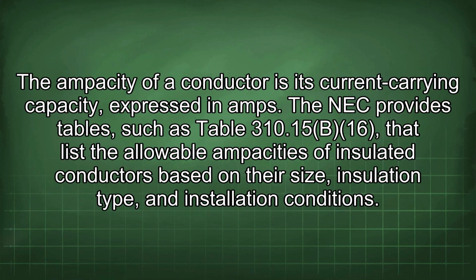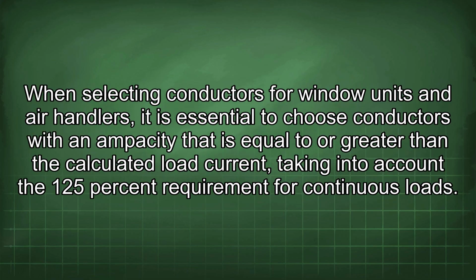The ampacity of a conductor is its current carrying capacity expressed in amps. The NEC provides tables, such as Table 310.15(B)(16), that list the allowable ampacities of insulated conductors based on their size, insulation type, and installation conditions. When selecting conductors for window units and air handlers, it is essential to choose conductors with an ampacity that is equal to or greater than the calculated load current, taking into account the 125% requirement for continuous loads.